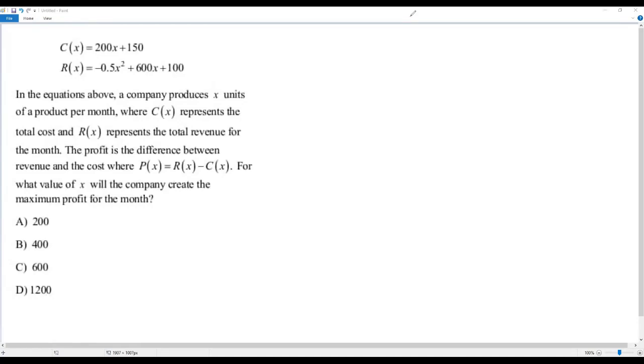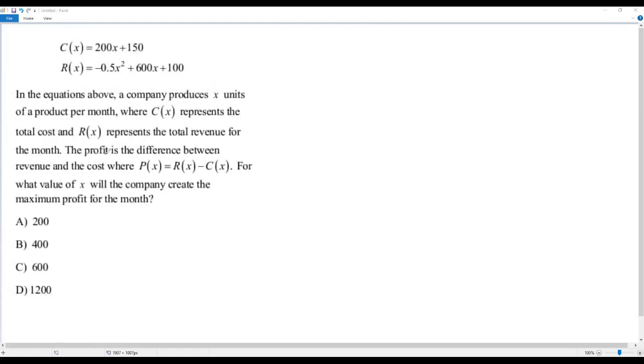Here we have a SAT math problem. Okay, let's go to the question. C of x equals 200x + 150, R of x equals -0.5x² + 600x + 100. In the equations above, a company produces x units of a product per month, where C of x represents the total cost and R of x represents the total revenue for the month.